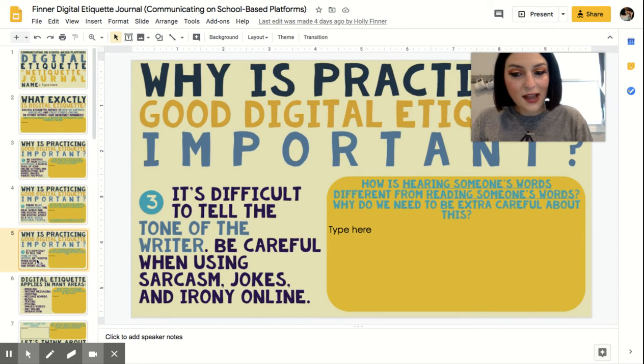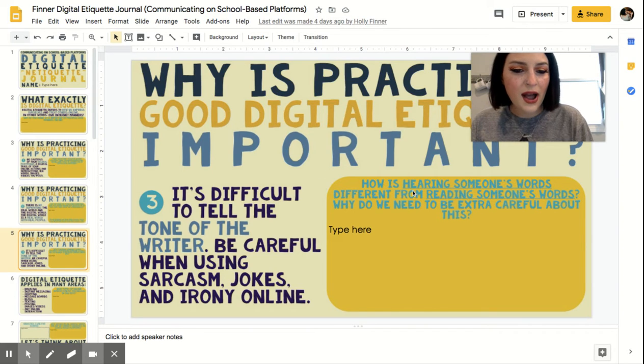All right, here we go, slide 5. It's difficult to tell the tone of the writer a lot of times. So we want to be careful when we use sarcasm, jokes, and irony online. I think that's why people like to use emoticons or emojis a lot, because that gives us some type of emotion, where words don't really have that same impact or effect.